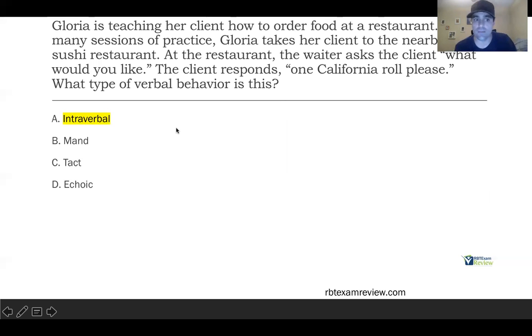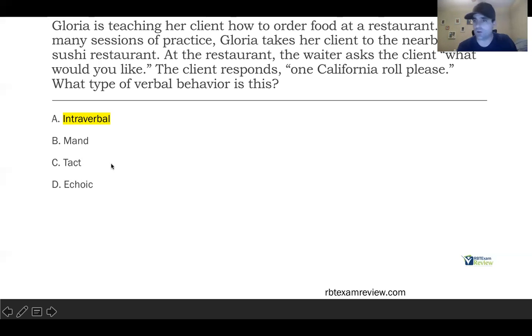That's the key. If the client or you are responding to somebody, it's an intraverbal, even if you're asking for something. You're asking for something because the waiter asked you first. So you responded with your request. A mand is with motivating operations. There's no initial ask. It's just you or your client requesting something. That's the difference. An intraverbal is a response, and the client is responding to the waiter.